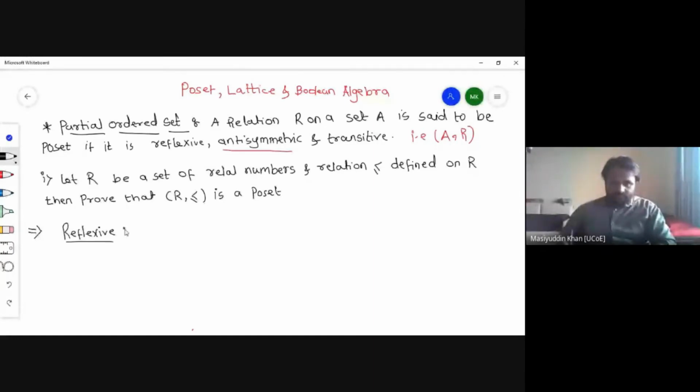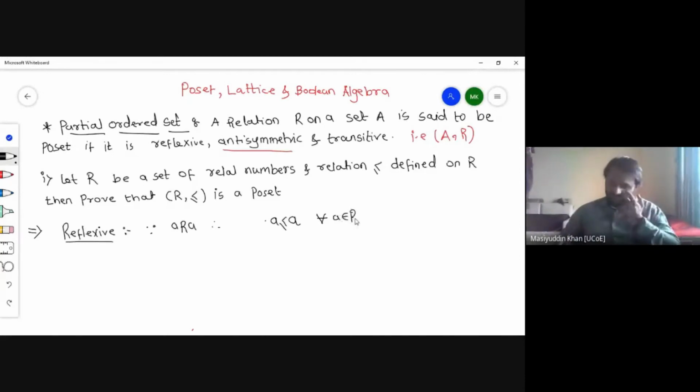Reflexive. What is the reflexive? That is A related to A. But here the condition you have to learn: the less than concept is given. So the relation is less than or equal to. So we can say that A is less than or equal to A. Keep this in mind. A is less than or equal to A, therefore this holds for all A belonging to that relation.